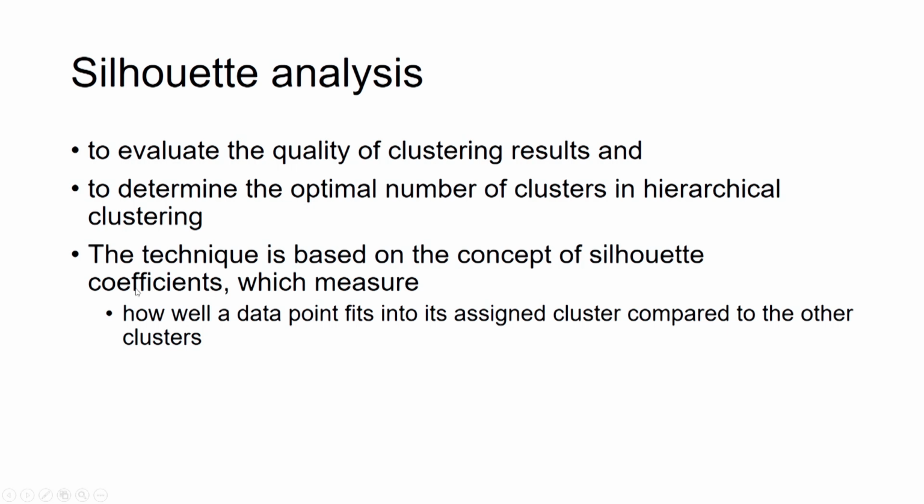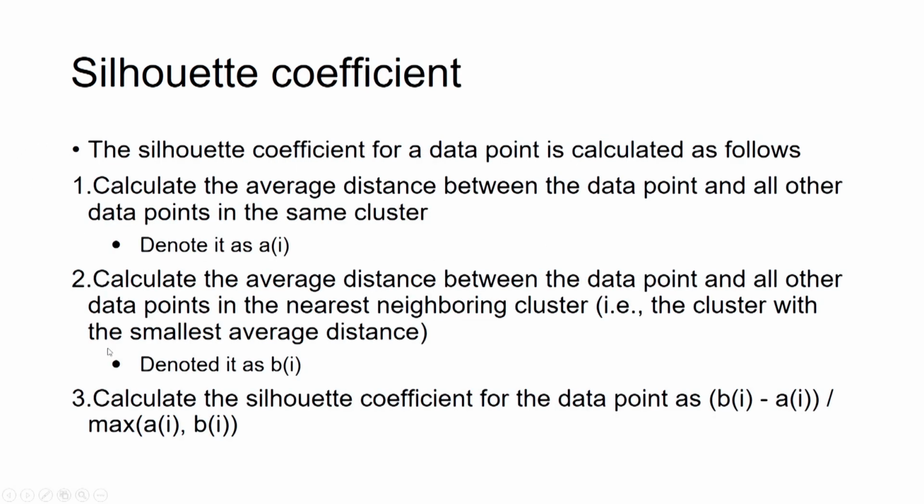So, this Silhouette coefficient measures how well a data point fits into its assigned cluster compared to other clusters. It means we will calculate the Silhouette coefficient for each and every data point, and for that data point the corresponding Silhouette coefficient will give you the measure of how well this data point fits its assigned cluster compared to other clusters. So, how we will do this? The Silhouette coefficient for a data point is calculated in these 3 steps.